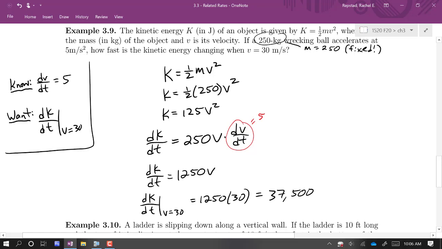And the units here. All of these problems have units, and I'm going to figure out what my units are just by looking at units of the variable K over the units of the variable t. So kinetic energy, they told us, is in joules, and our time rate of change is in seconds because it'll inherit the time units used in the problem. So we get 37,500 joules per second.